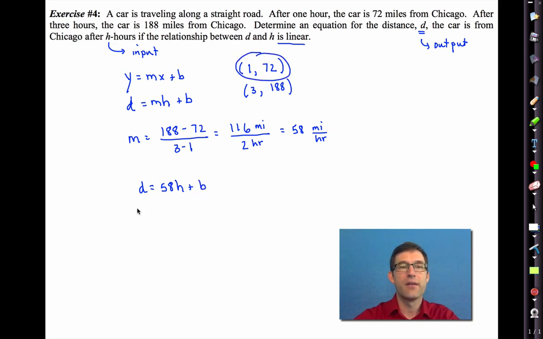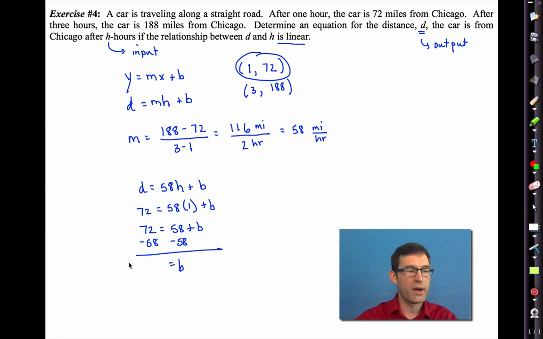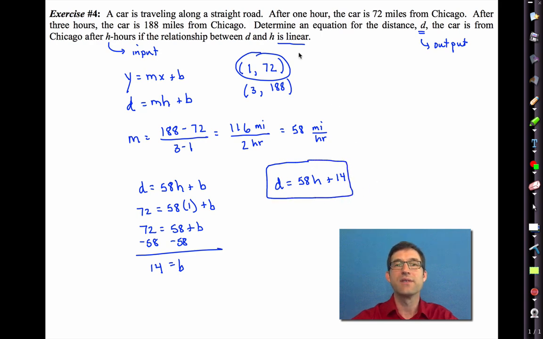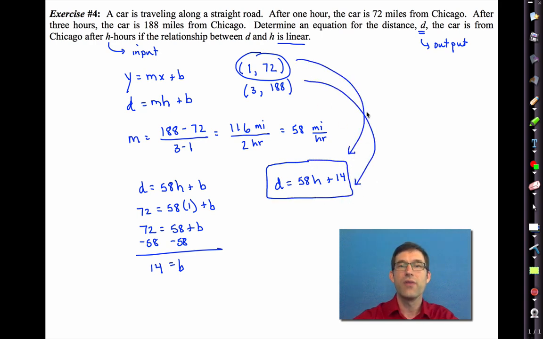So I could take my point up here, or my second one, it doesn't matter which. Throw it in. This one's particularly nice because 58 times 1 is 58. And now I can subtract from both sides, and I can find that my y-intercept is 14. So my equation, D equals 58h plus 14. Again, one of the great things about an equation like this is that you could easily test with either one of these 2 points. All right? Great. Pause the video now, copy down what you need to, and then we're going to finish up the lesson.